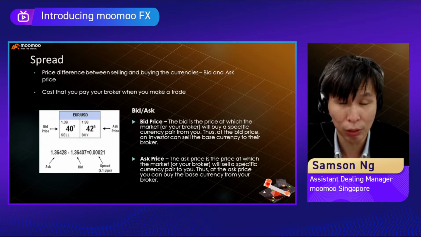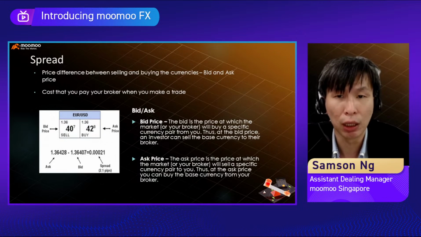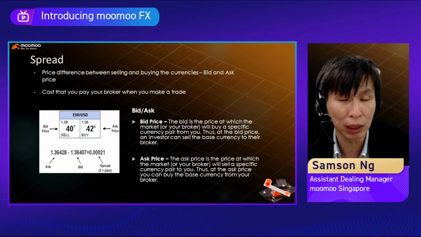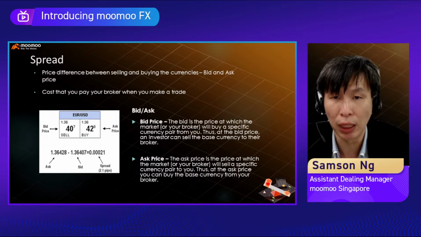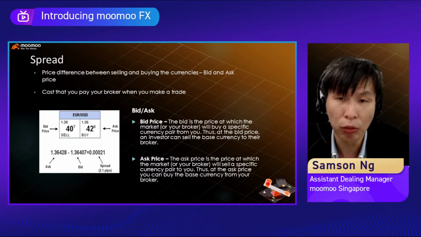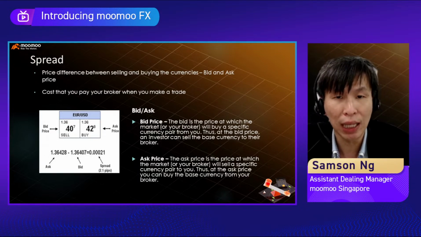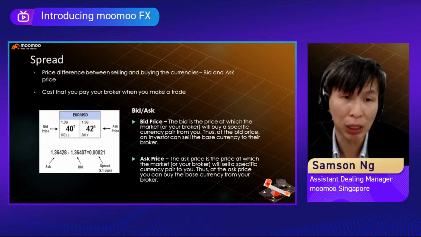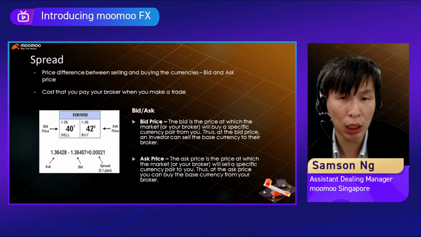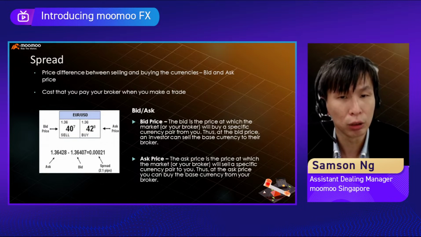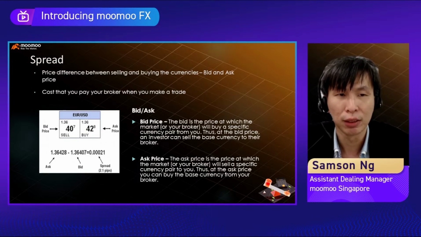Let us look at the diagram. For example, euro dollar, the bid price is at 1.36407, which is the market price that you can sell. And the ask price will be at 1.36428, which is the market price that you can buy. And this difference between the ask and bid price will be the spread. In this case, the spread is at 2.1 pips. Something worth remembering is that the wider the spread, the more the price has to move in order to result in a profit or a loss of a trade. Let's ensure that in MooMoo, we provide competitive spread to our client so that you can enjoy a lower cost to trade. Slide 8, please.